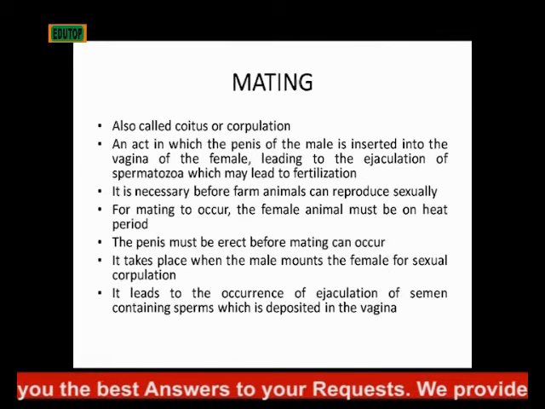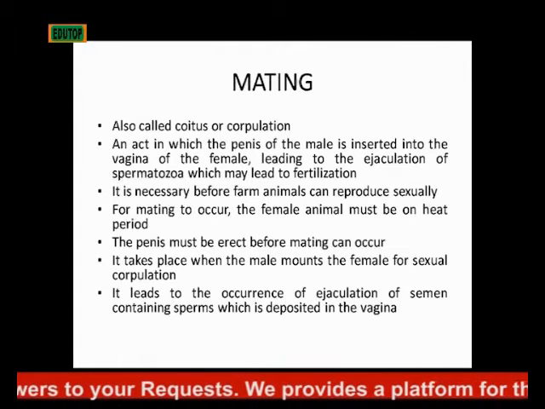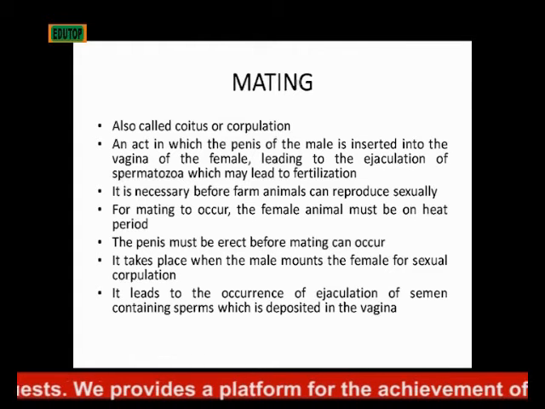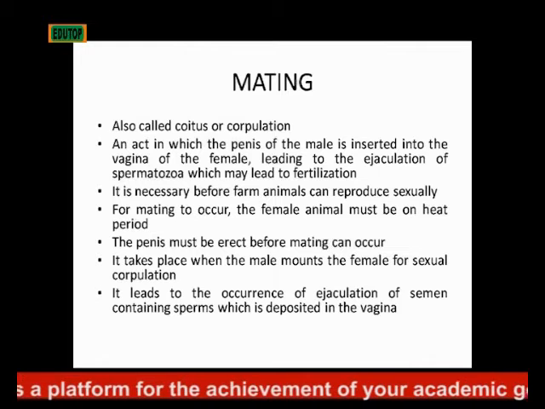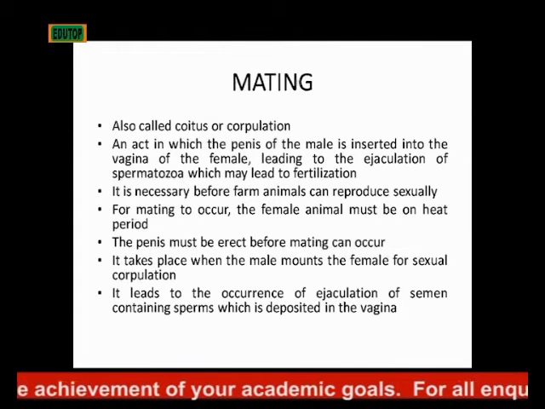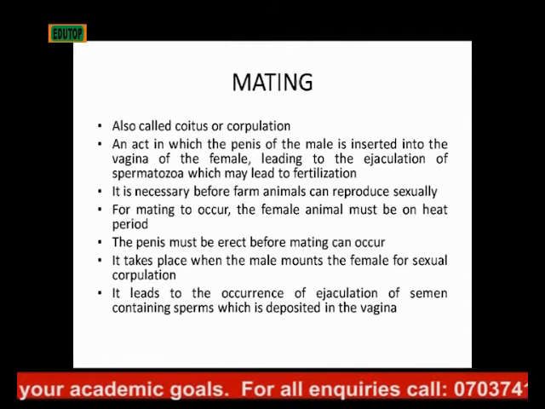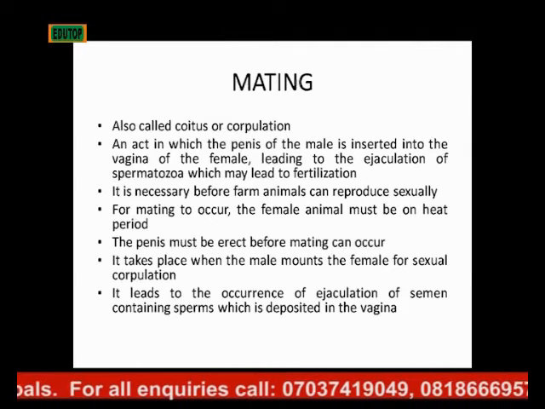Then the penis must be erect before mating can occur. So once the female animal is ready, the male animal also has to be ready before mating can occur. And the readiness of the male animal will be seen in the erection of the penis. Then mating takes place when the male animal mounts the female animal for sexual copulation. Then it leads to the occurrence of ejaculation of semen.